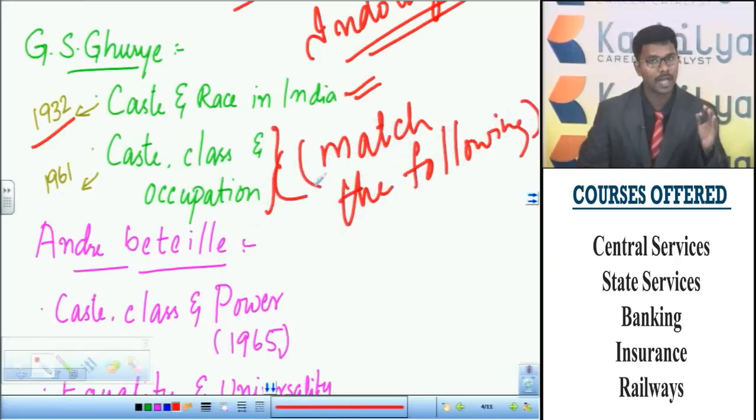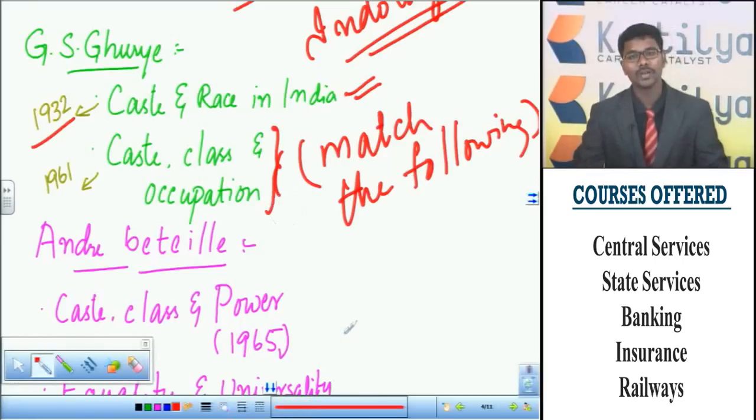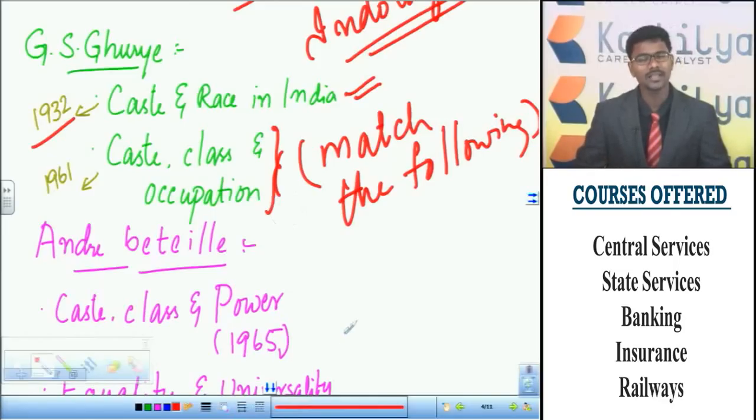Fine. As usual, the year of publishing of that book is not asked, but you may be given G.S. Ghurye, Andre Beteille, M.N. Srinivas, and it may be any other person, maybe Ambedkar or Gandhi, and you might be asked to match the books which they have written. Fine. So please do remember these.